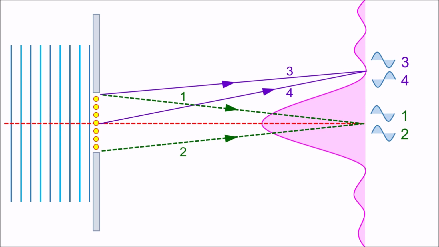Now, let's look at the other element pairs. Rays 3 and 4, shown in violet, arrive 180 degrees out of phase.